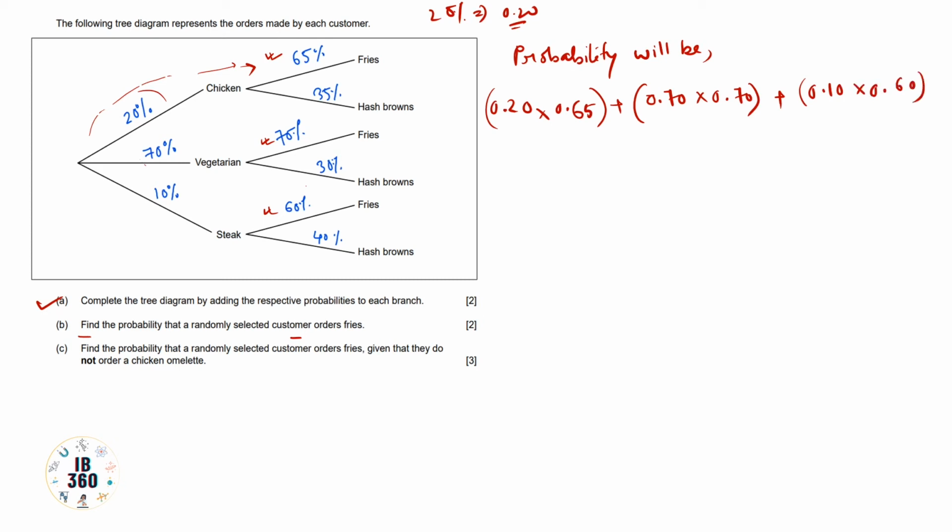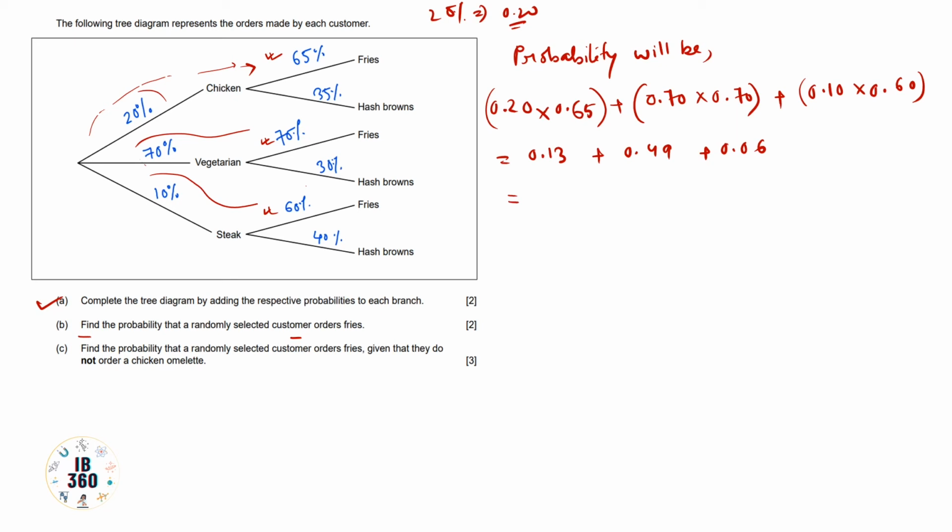0.60. That is, 20% of people order chicken omelette, and of them 65% order fries with the chicken omelette. So 0.20 into 0.65, here 0.70 into 0.70, and 0.10 into 0.60. Considering this branch, I have got this result. So from here you can get 0.13, plus if you calculate this, this will be 0.49, and this will be 0.06.